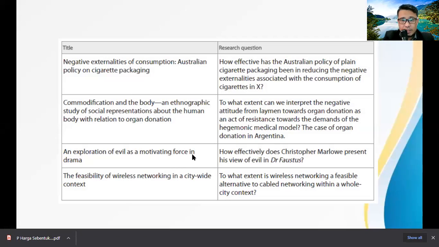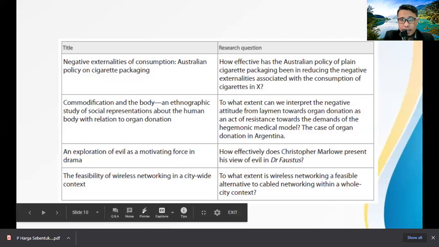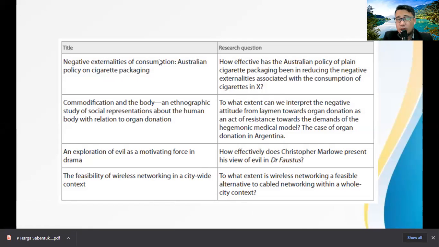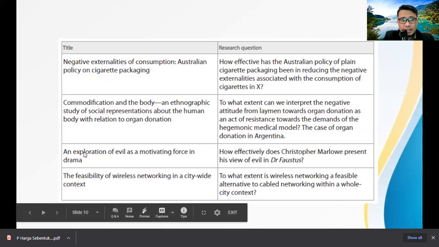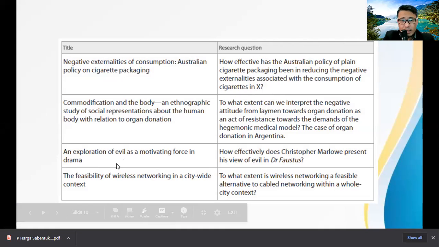And then, here's an example of a title and then the research question. If you can see here, the title is supposed to be shorter than the research question itself. Because in the research question, you have to make it more detailed, more clear, and there are many variables that you have to put in detail, to make it more specific. So for example, this is the title: An Exploration of Evil as Motivating Force in Drama.